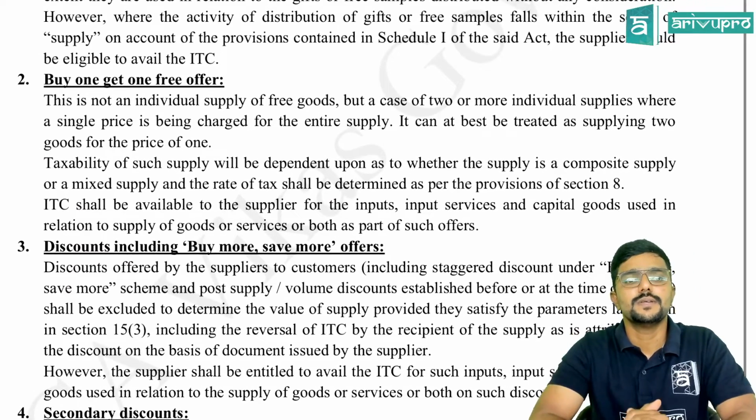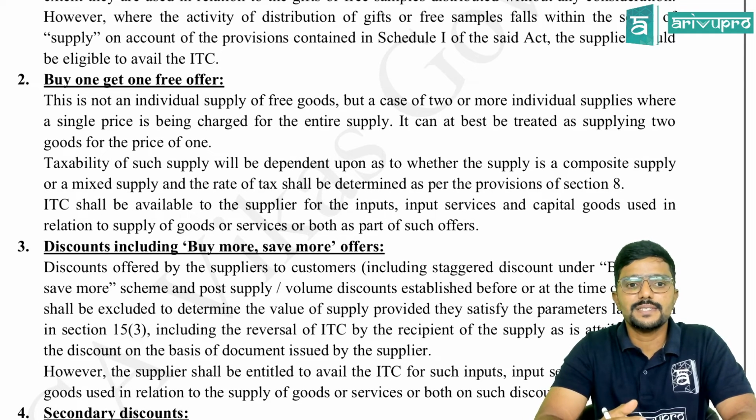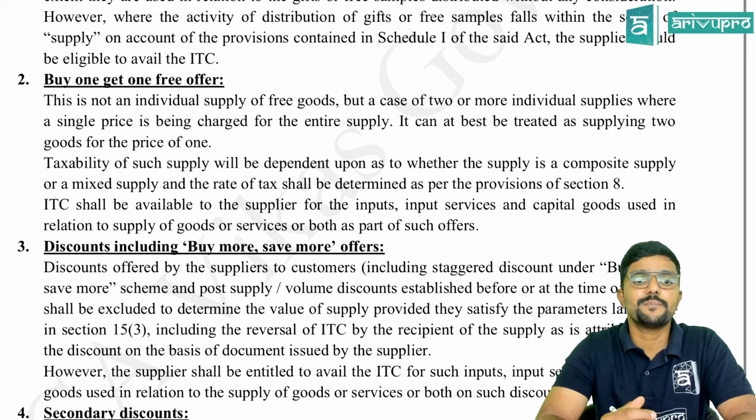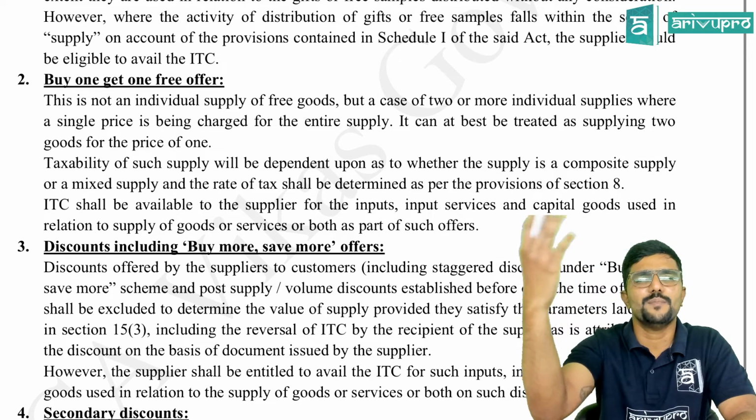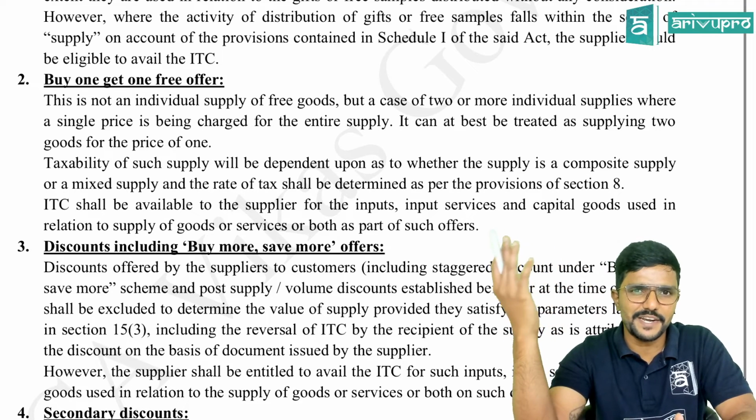This is not an individual supply of free goods, but a case of 2 or more individual supplies where a single price is being charged for the entire supply. It can at best be treated as supplying 2 goods for a price of 1. So it can be a composite supply or mixed supply also. So accordingly, as per section 8, you will decide the rate.